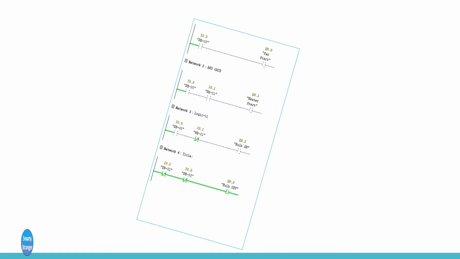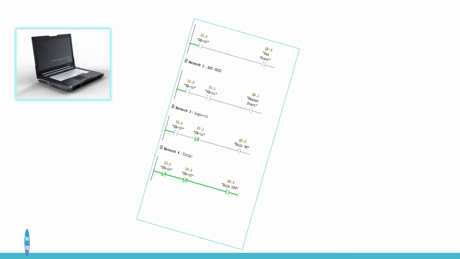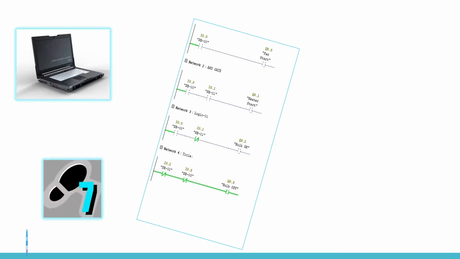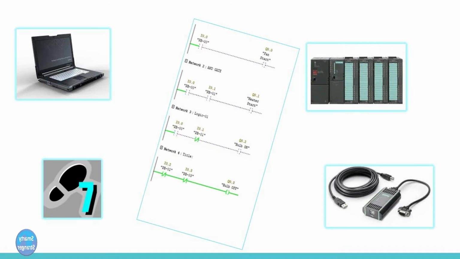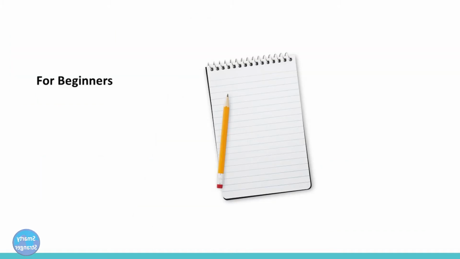To learn programming, we need a laptop or PG or computer, software for a specific brand of PLC, a PLC, and a cable for transferring data. You don't need to worry. If you are a beginner and do not have these items, then initially we can write our program on paper. So we need only a paper and a pencil.